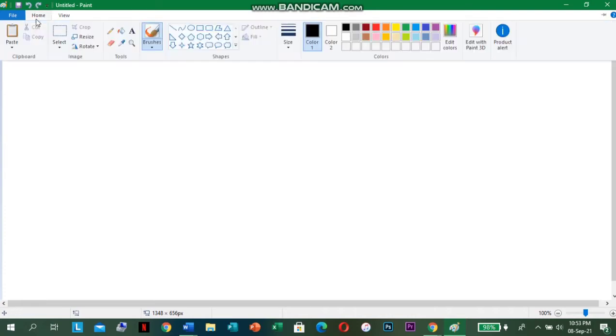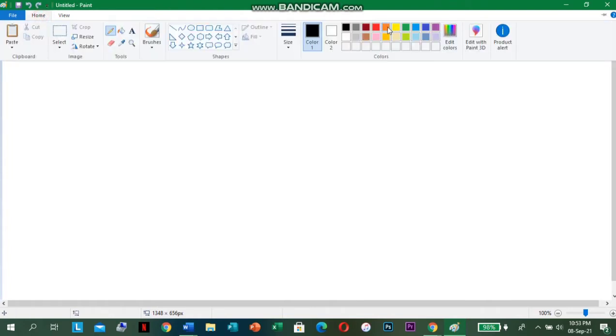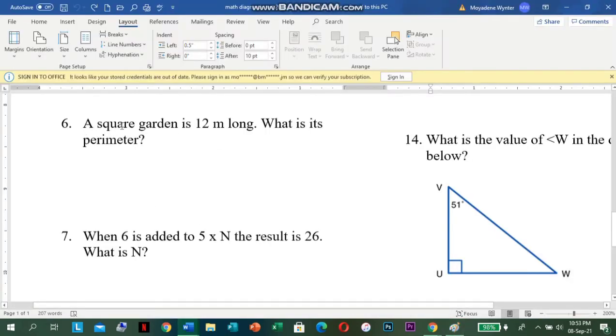All right, so the question says a square garden is 12 meter long. What is its perimeter? Now look at the word square. Keep that in mind. A square. So a square means what? All sides must be equal. Not drawn to scale.